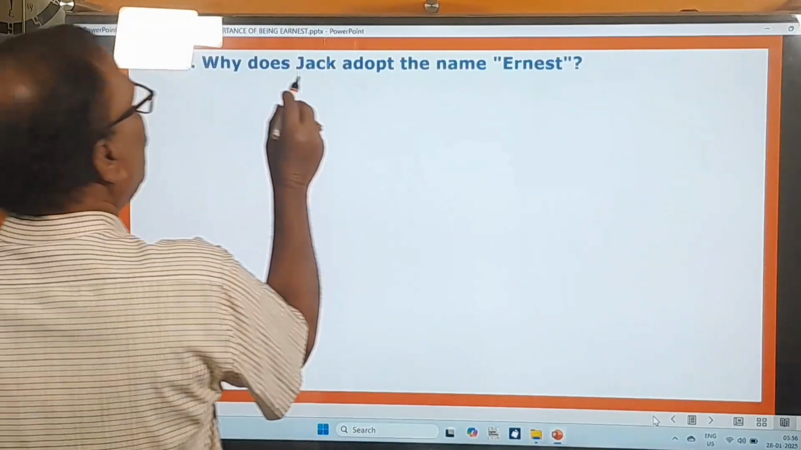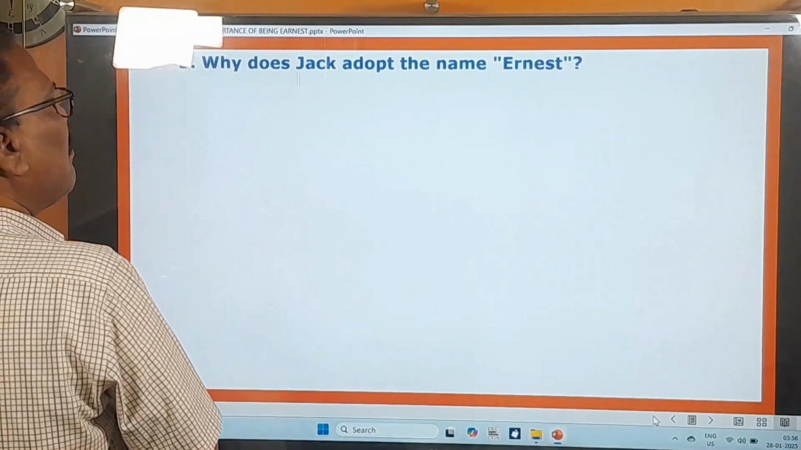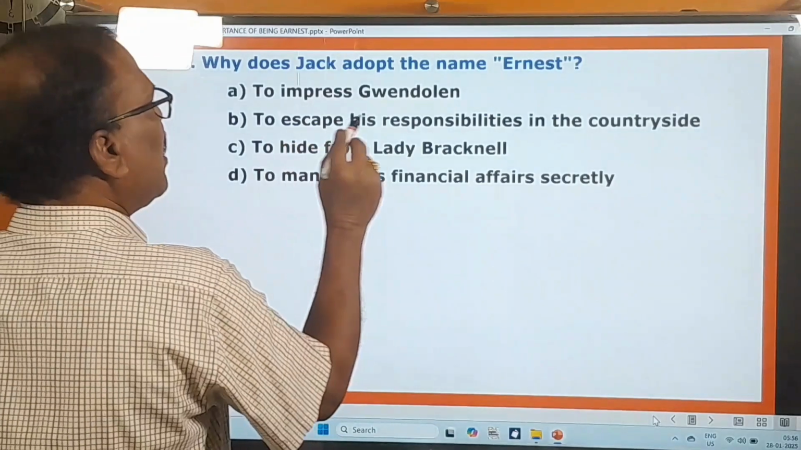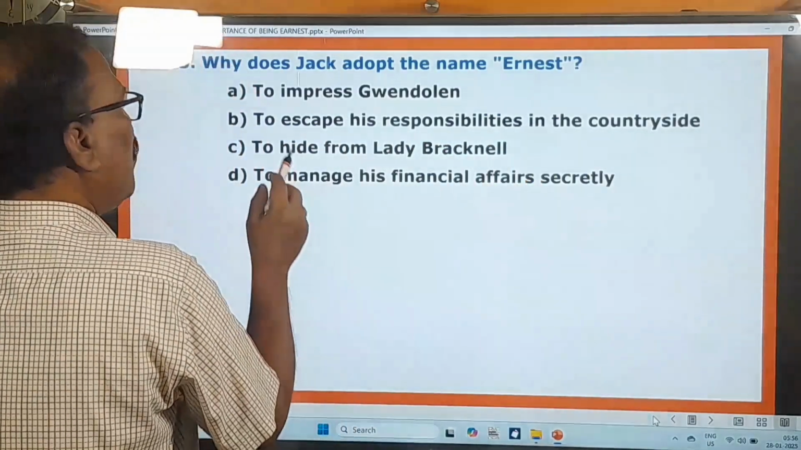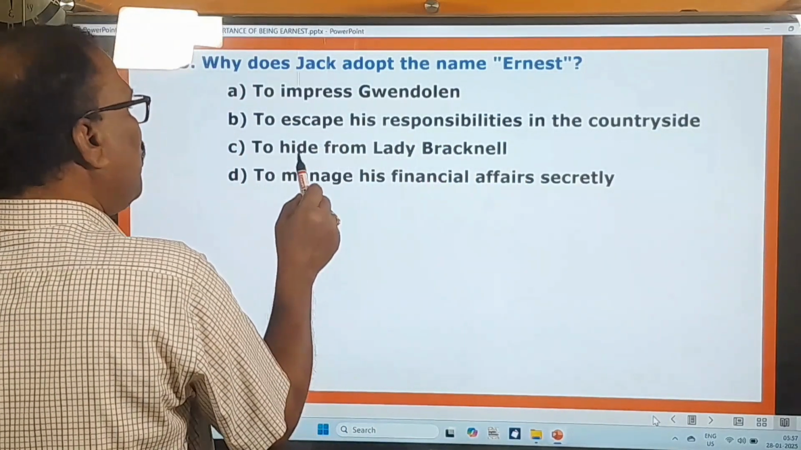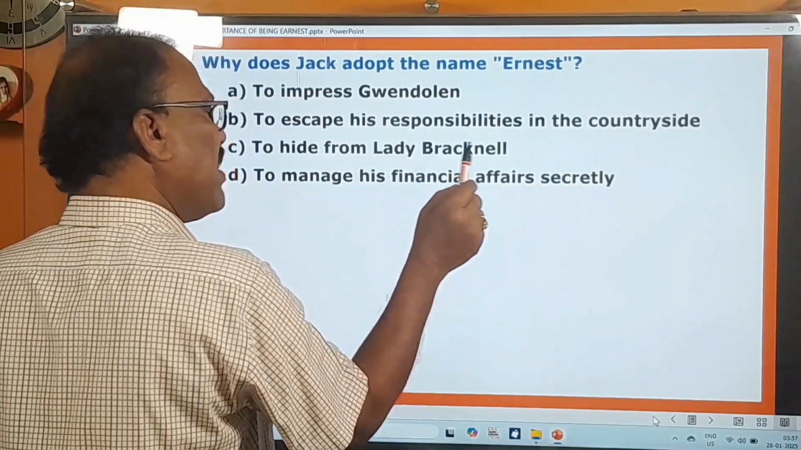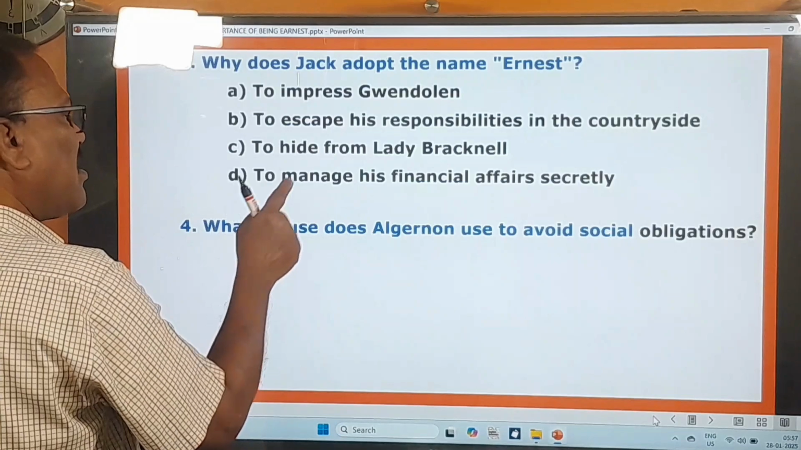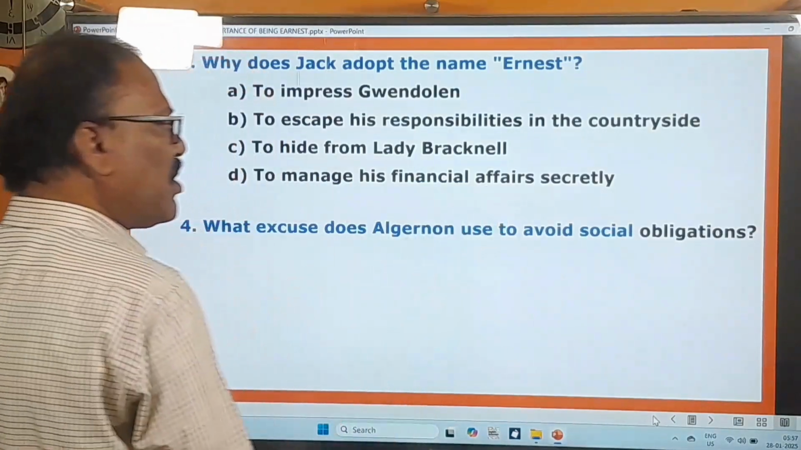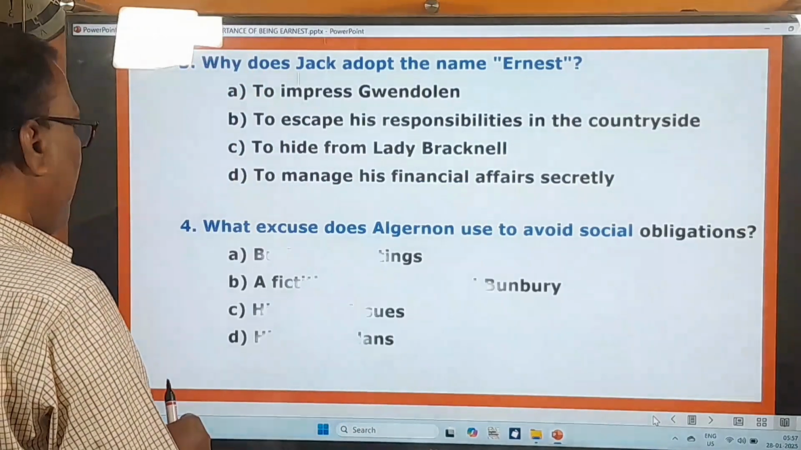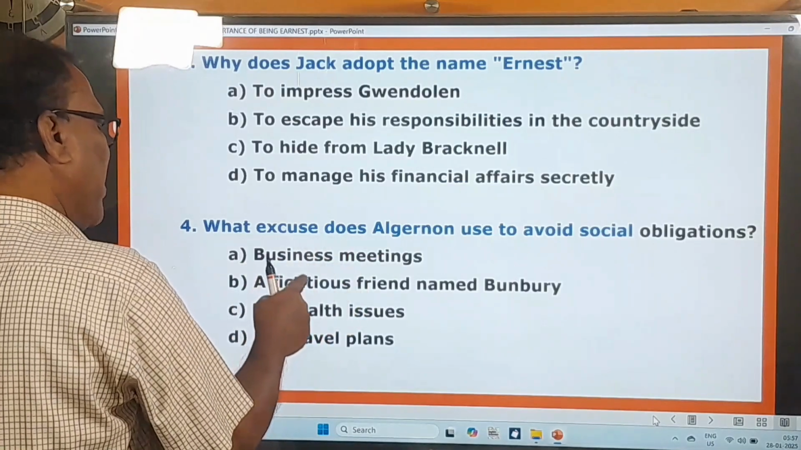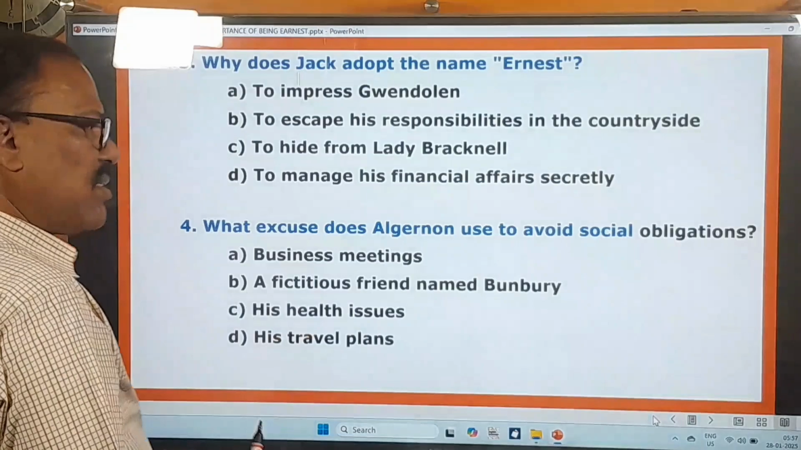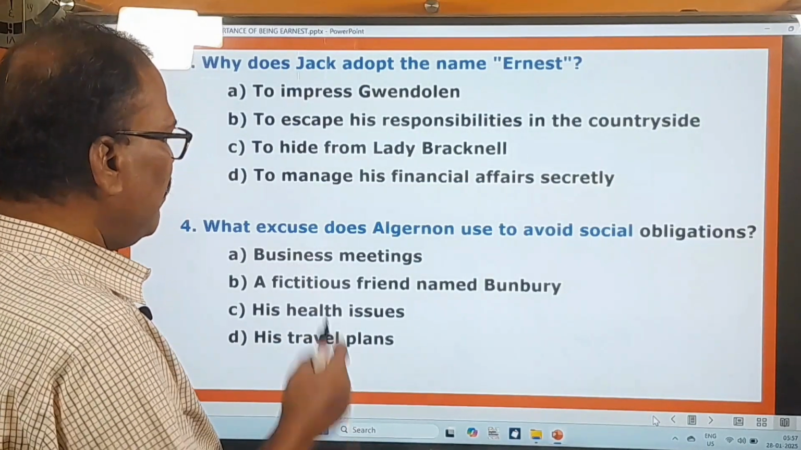Third question. Why does Jack adopt the name Ernest? To impress Gwendolen, to escape his responsibilities in the countryside, to hide from Lady Bracknell, to manage his financial affairs secretly. Fourth question. What excuse does Algernon use to avoid social obligations? Business meetings, a fictitious friend named Bunbury, his health issues, his travel plans.